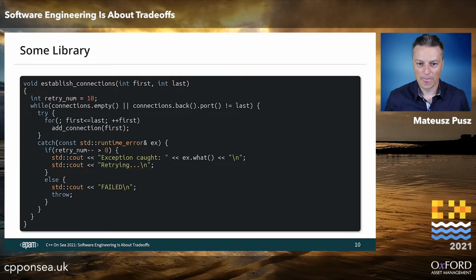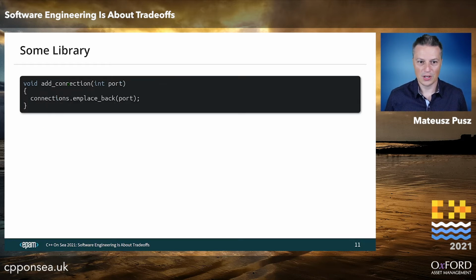And this library can be really simple, assuming that you are using strong exception safety guarantees. Our add connection can just be connections.emplace_back of our port. And you don't have to care about any error handling here.